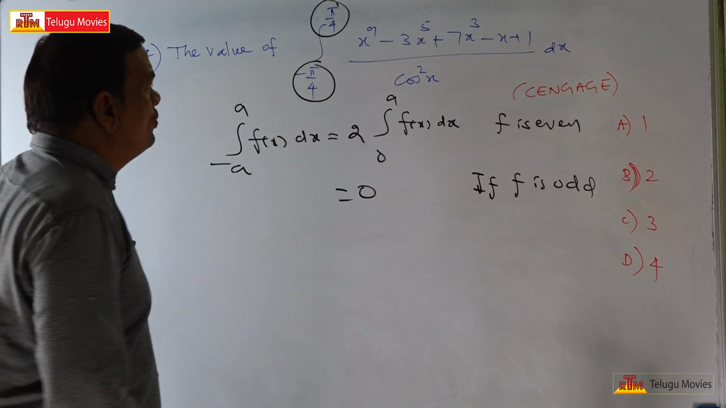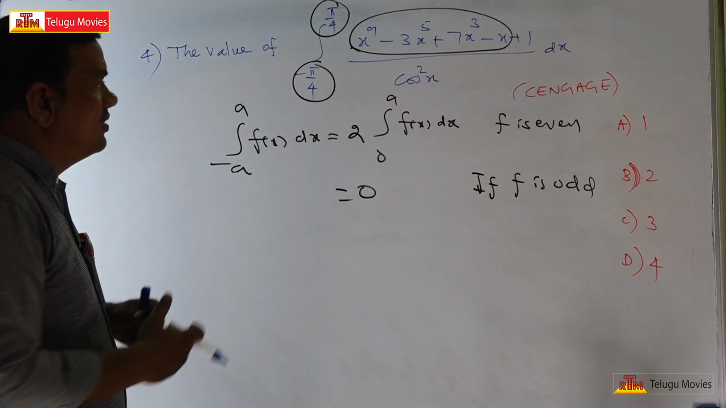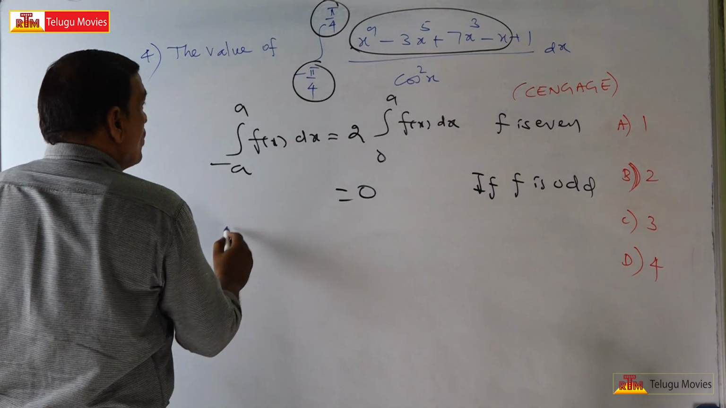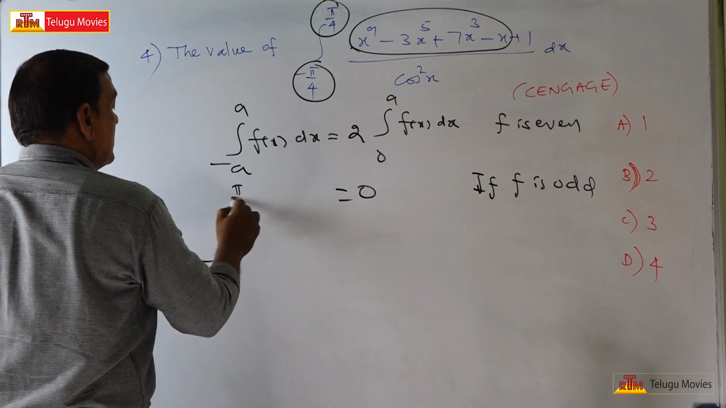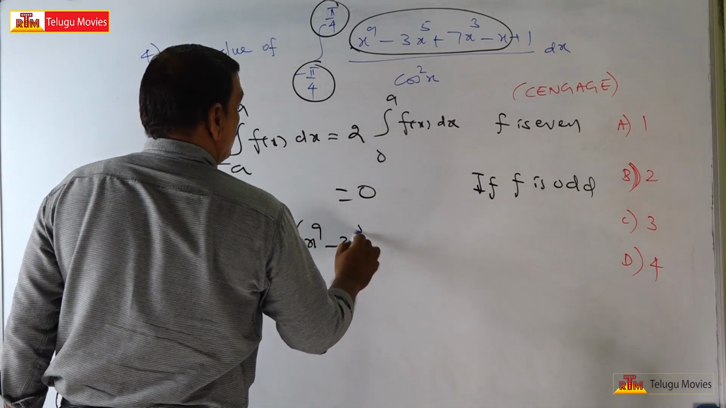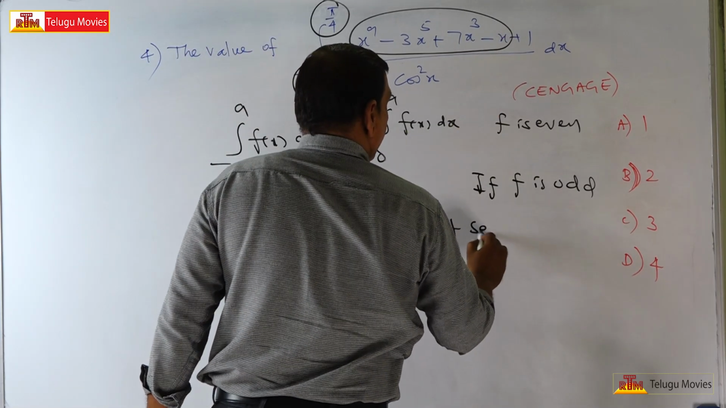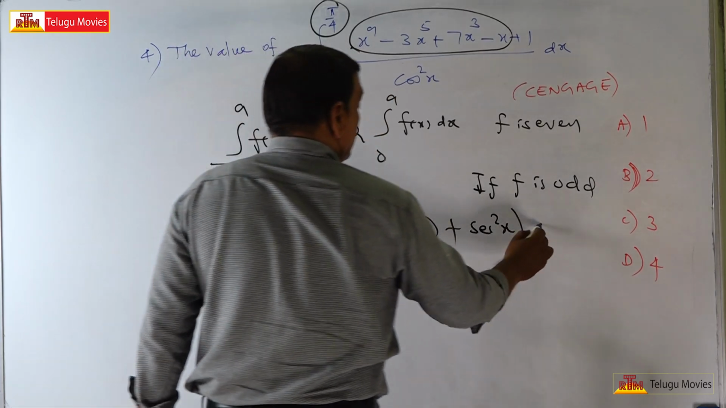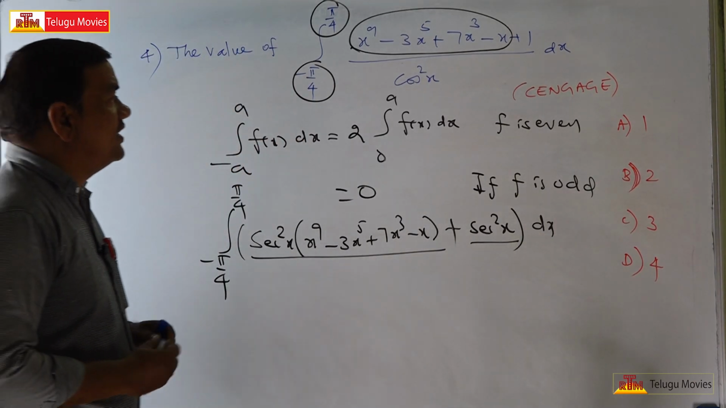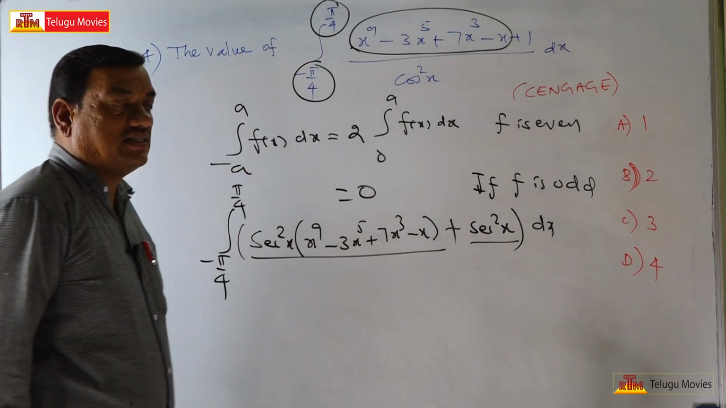So up to here I will get an idea. I will separate the cos square x, and do 1 by cos square x. So your problem will become the integral from minus pi by 4 to plus pi by 4 of secant square x into x power 9 minus 3x to the power of 5, 7x cube minus x plus 1, by cos square x, secant square x dx. Now your problem becomes two functions. What I did is, up to cos square x, I wrote secant square x, and 1 by cos square x is nothing but secant square.